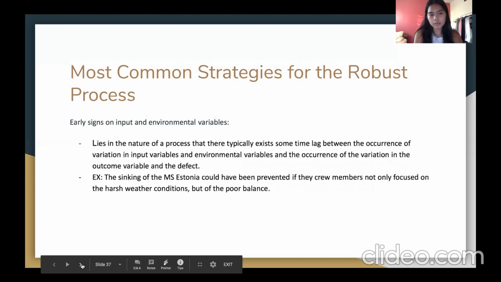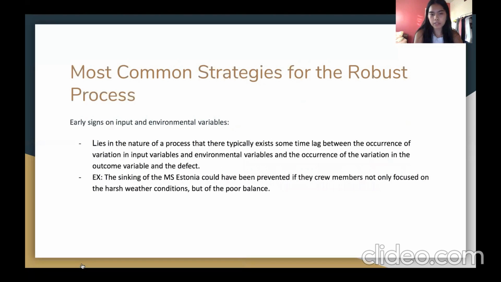The last and final one is early signs on input and environmental variables. It lies in the nature of a process that there typically exists some time lag between the occurrence of variations in input variables and environmental variables, and the occurrence of the variation in the outcome variable and the defect.